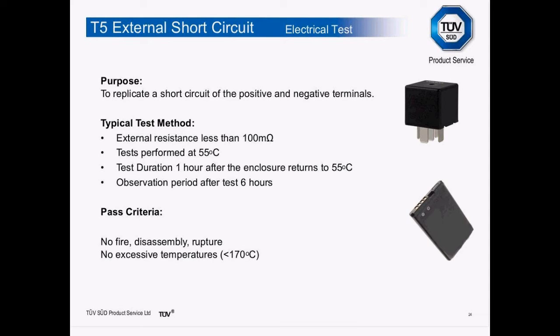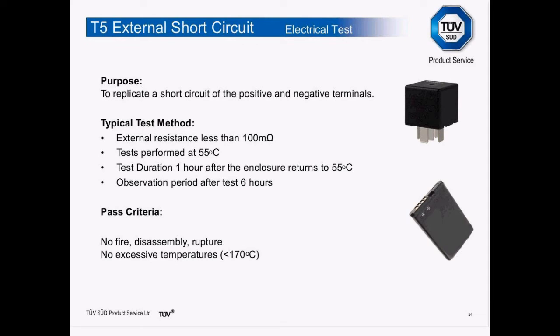The test duration is basically 1 hour after the enclosure temperature returns to 55. So basically, this means that the battery is placed in the chamber. You monitor the temperature, and as soon as the enclosure of the cell or the battery returns back down to 55 degrees, that's the end of the test after 1 hour of that occurring.